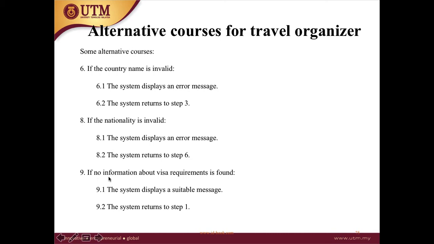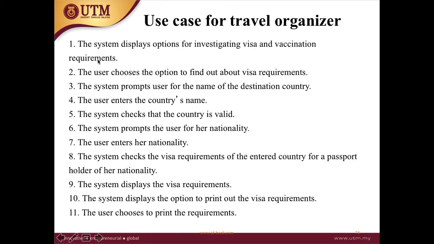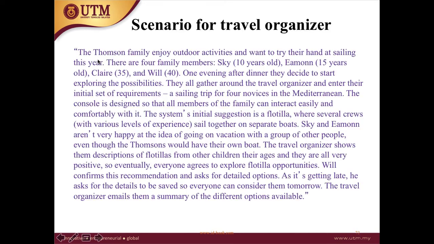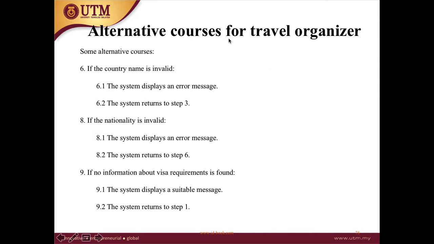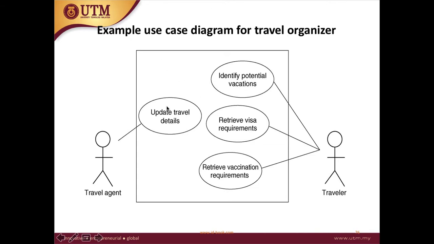And number 9, if no information about visa requirement is found, the system displays a suitable message, and the system returns to step number 1. So this is step number 1. So from here, you're able to convert into a use case and also alternative courses for the travel organizer. And then you can convert into a use case diagram, for example, travel agent and traveler. You can see two different users. One is the travel agent, another one is the traveler.